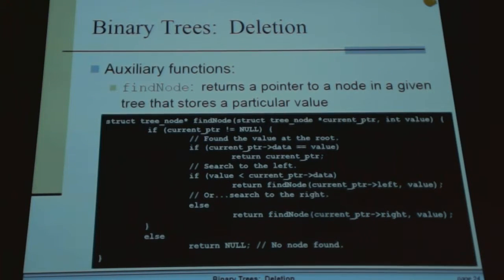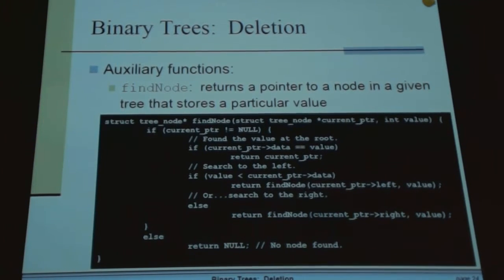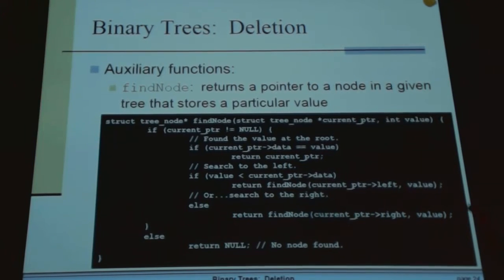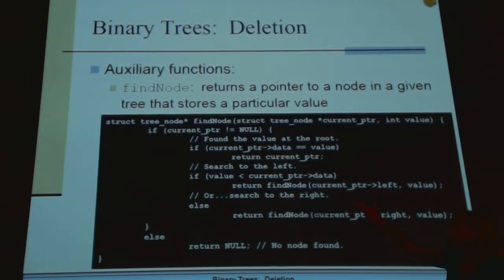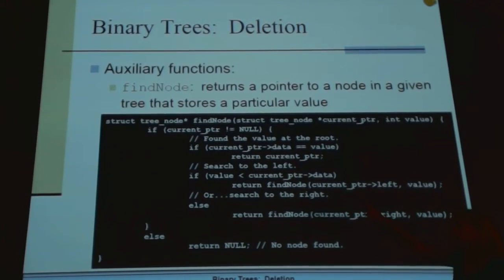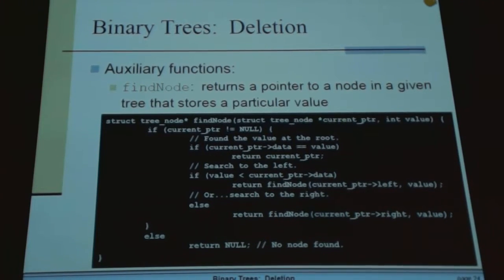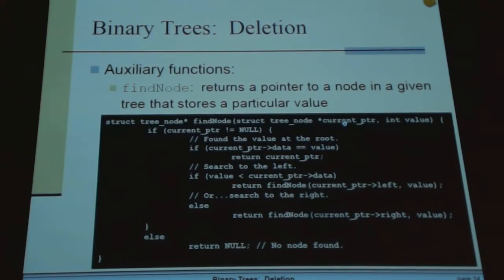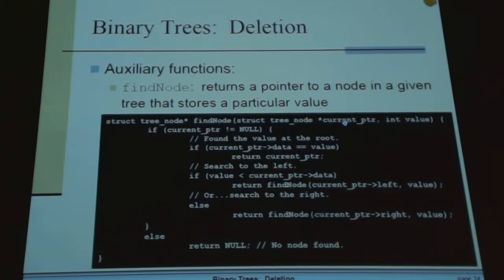So the find node here first returns a pointer to a node that actually stores that value. So here we have our return. This implementation returns back a pointer to where it finds that node. We do our find node, and we pass in the pointer to our binary search tree, and then we also pass in the value that we're searching for. If we find that value in the root, then we're just going to go ahead and return that.